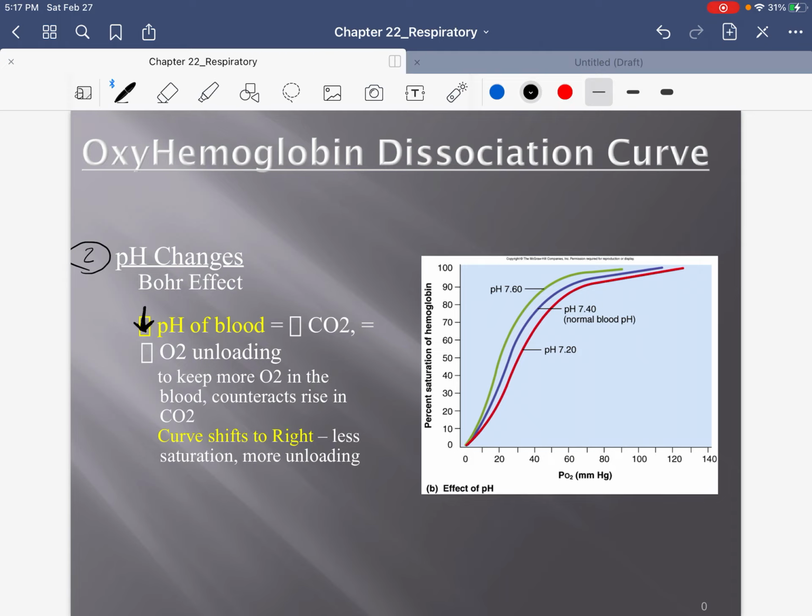drop in pH. And I picked these two instances because they're the more common, right? It's more common for us to have an increase in core temperature for a certain reason. It's more common for our blood to be faced with an acidic situation. So, also, when our pH of the blood goes down, guess what? The curve shifts to the right. When the curve shifts to the right, more oxygen is released, which means that hemoglobin saturation goes down.